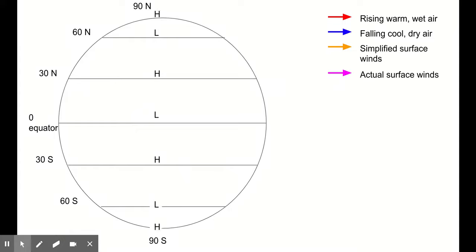Okay, and so now let's use these pressure zones to draw our simplified surface winds. Okay, we know if we go from high to low, high to low, high to low.